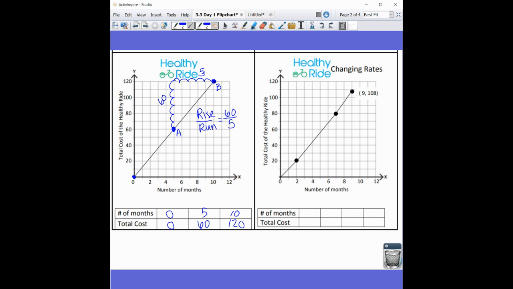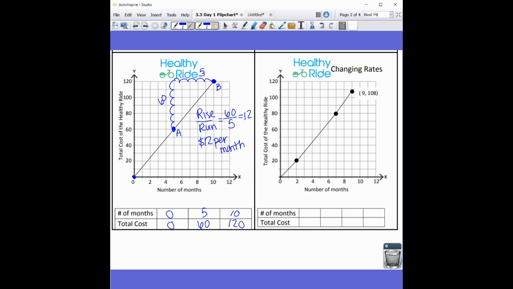60 divided by 5. So the slope of your line is 12, your rate of change is 12. That means it's $12 per month. It all means the same thing.